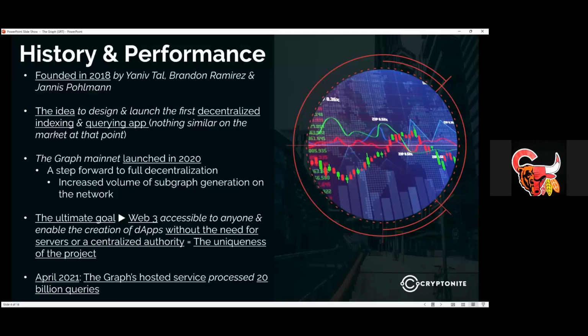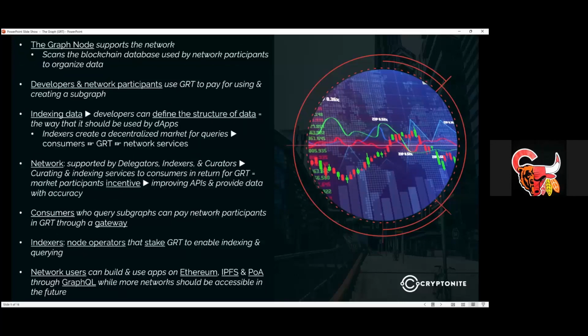By April 2021, The Graph hosted service processed 20 billion queries. So that's a pretty large number of queries already. So definitely they have good utilization. So the nodes basically scan the blockchain database. And they organize the data.